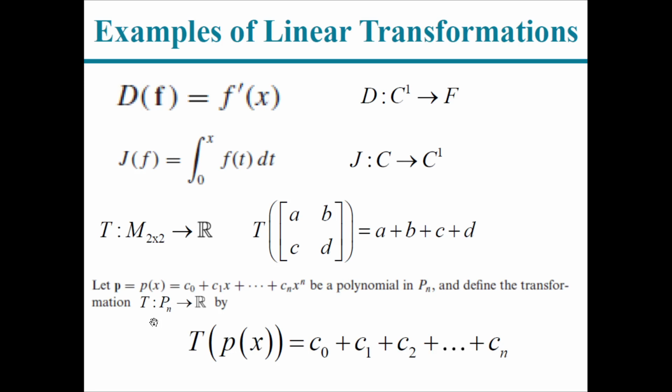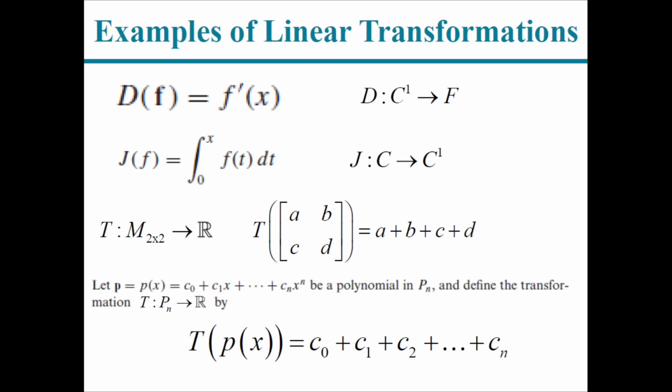Something similar we can do with polynomials. So I have a polynomial of degree n, and this linear transformation transforms the polynomial of degree n into a real number by adding the coefficients. So these transformations have inputs, let's say polynomial, and output is a real number. Here input was a matrix and output was a real number. What matters is the property of linearity that is respected, the two conditions.